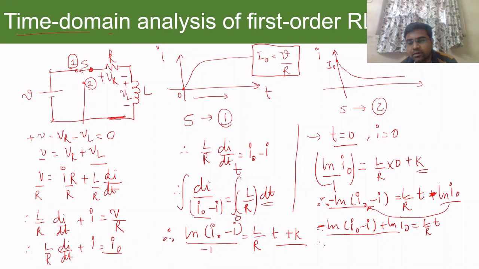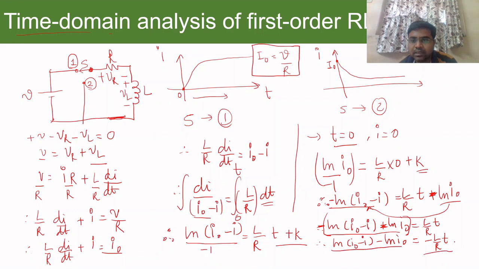So if I take minus common on both sides, this will be cancelled. So in short, what I will have is ln (I0 minus I) minus ln I0 is equal to minus L upon R into T. Okay, so this is the equation we will have. How do we get this? If I take common minus here, this plus will become negative here, and then if I take this minus on the other side, I will get this equation.